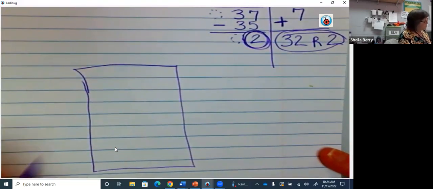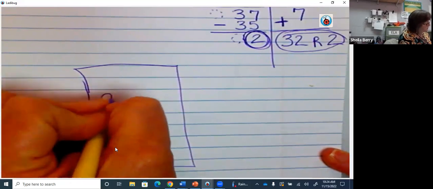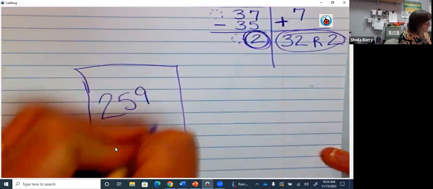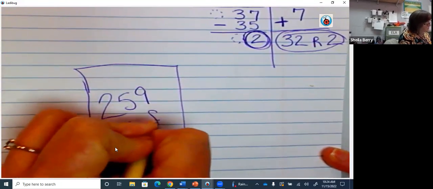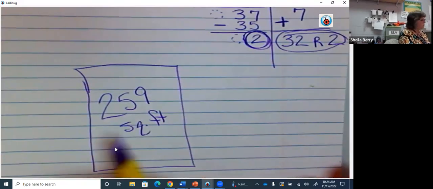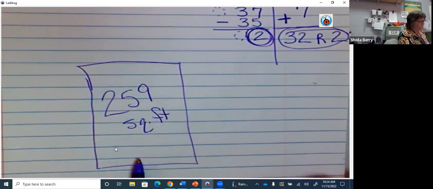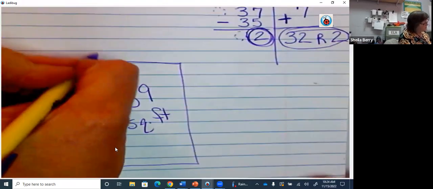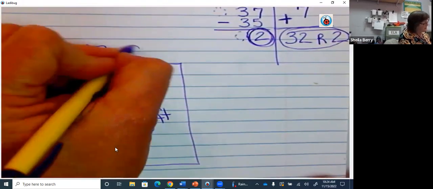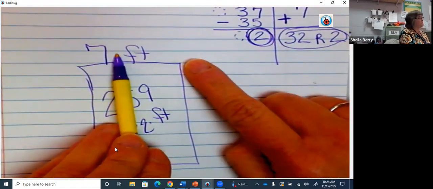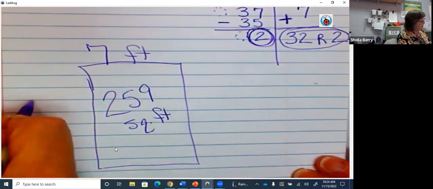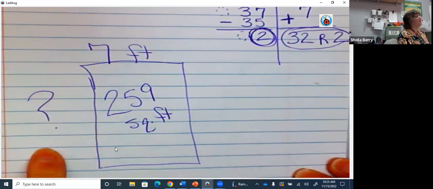Okay, and the rug is 259 square feet. So this is the rug. When I'm talking about square feet, that means the inside of this is 259. The width is 7 feet. So that's the width. So the question is, then, what is the length?